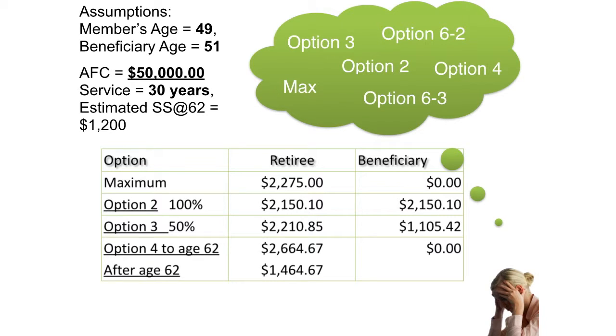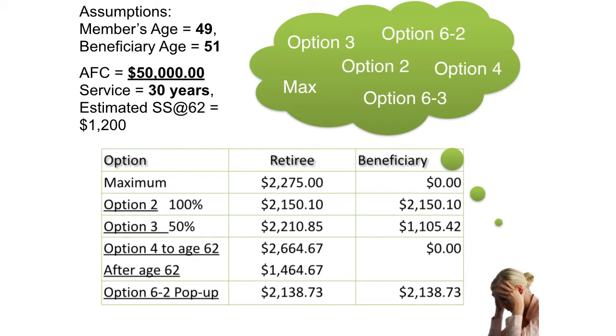Option 4 I'm going to skip, but we'll come right back to that, simply because options 6.2 and 6.3 are modified versions of 2 and 3. These are called the pop-up, or technically revert to maximum. With option 6.2, the member will receive $2,138.73 for their lifetime. When they die, their surviving beneficiary will get the exact same amount for the rest of their life. But should the beneficiary die before the member, the member's benefit pops back up to the maximum.